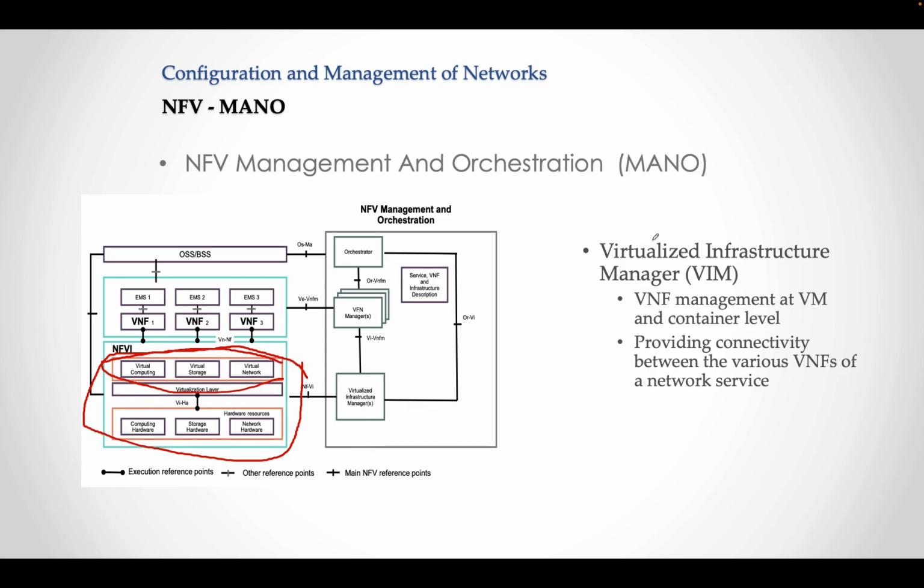Okay, so the VIM does what? It manages virtual network functions at the VM or container level. So it creates the VMs and the containers and provides the connectivity. So basically, it's something that creates VMs and containers and then programs or configures the physical network hardware to steer the traffic between those VMs and those containers in the order that I need.